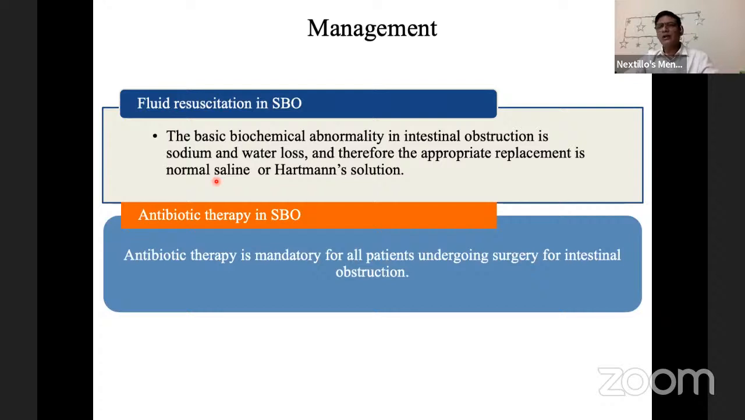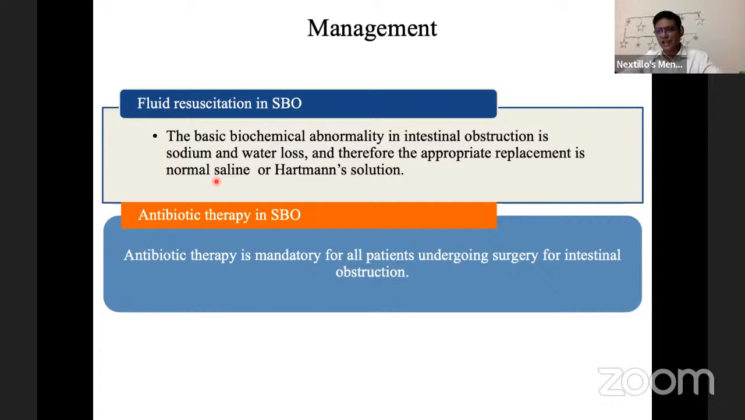Clinical presentation, the five important things to remember: pain, colicky, central in location; nausea and vomiting, more with proximal, less with distal; distension, less with proximal, more with distal; constipation, but initially diarrhea; decreased bowel sounds, but initially increased.